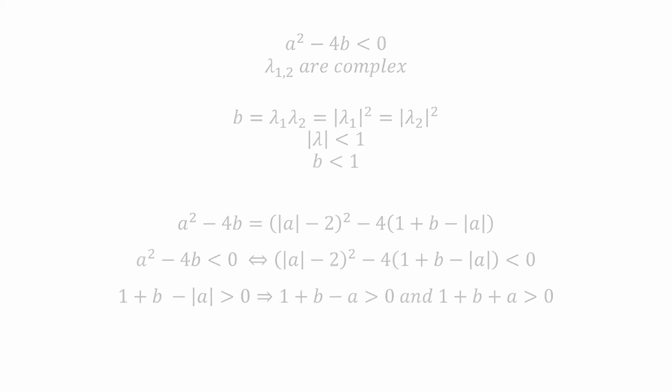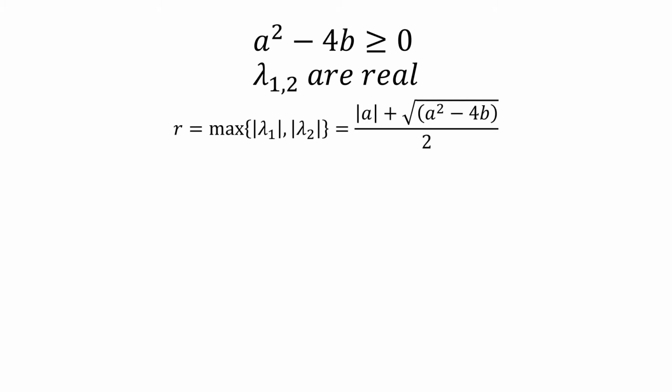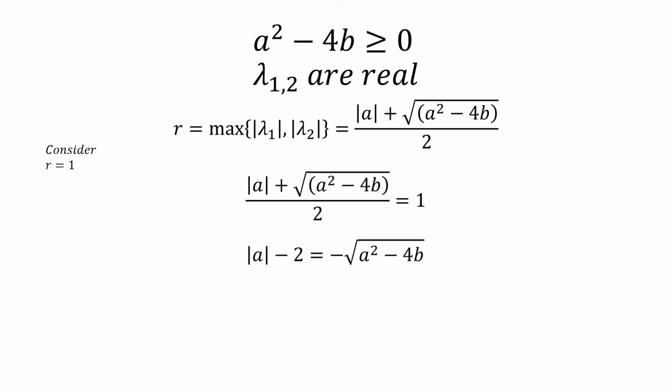So now we will consider the case where there are real roots, i.e. a squared minus 4b is greater than or equal to 0. So the largest magnitude of these roots, the maximum of the modulus of lambda 1 and lambda 2, is equal to the modulus of a plus the square root of a squared minus 4b, all over 2. Now, we can note that r is an increasing function of the modulus of a. So considering that if we say r is equal to 1, we end up with the modulus of a plus the square root of a squared minus 4b, over 2, is equal to 1.